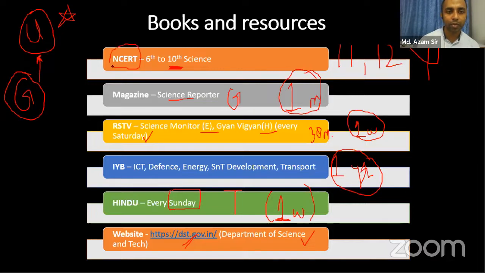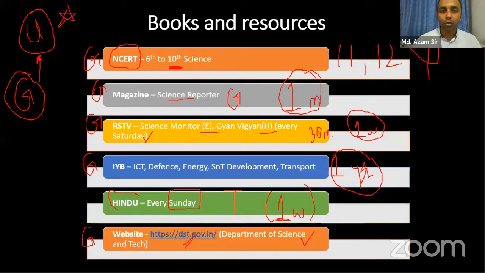NCERT is a government book. CBSE book. This magazine is a government magazine. Then this Rajya Sabha TV is a government news channel. India Yearbook is the government yearbook. This website is a government website. It is only this Hindu newspaper which is private. Rest other resources I have given are government resources. And UPSC will also ask questions from these resources more often.